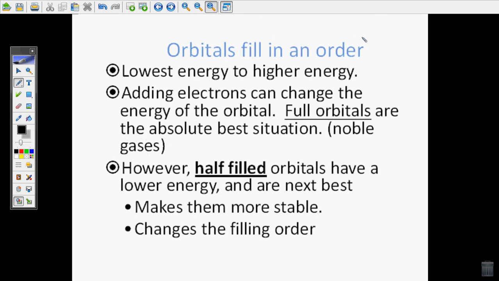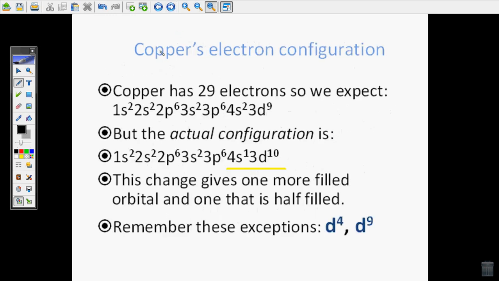So orbitals fill in an order. They go from lowest energy to highest energy. Adding electrons can change the energy of the orbital. So full orbitals are the absolute best situation, like noble gases. Everybody wants to be like the noble gas. But if you can't be full, then half full is the next best thing. So there are two exceptions. You have to know both of them.